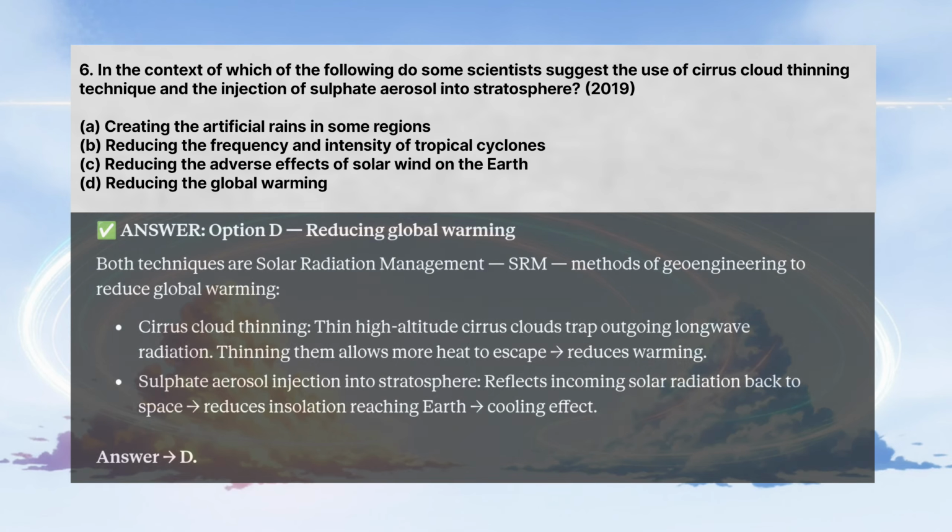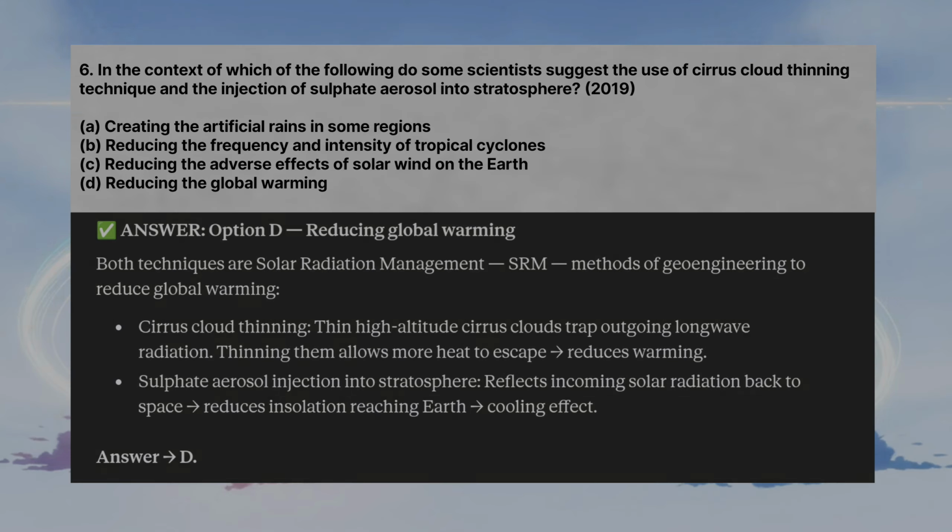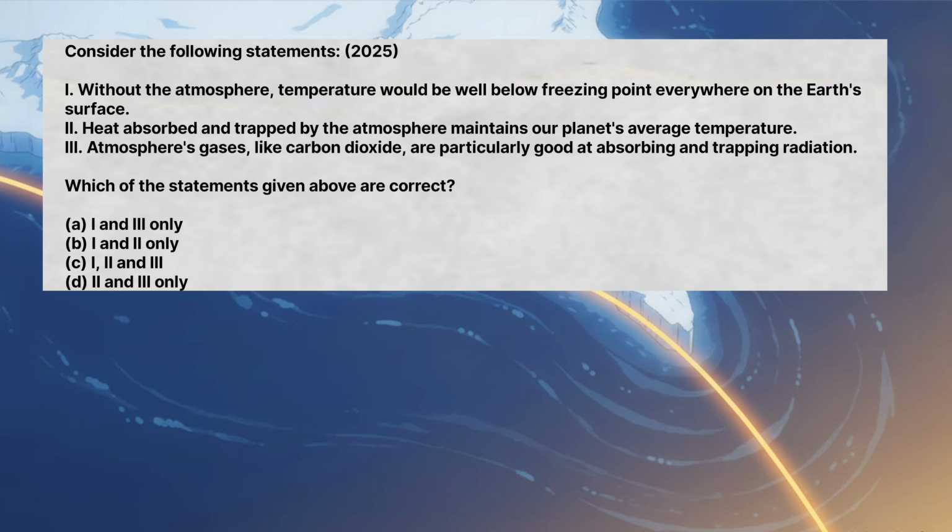Answer, Option D, reducing global warming. Both techniques are solar radiation management, SRM, methods of geoengineering to reduce global warming. Cirrus cloud thinning: thin high-altitude cirrus clouds trap outgoing long-wave radiation. Thinning them allows more heat to escape, reduces warming. Sulfate aerosol injection into stratosphere reflects incoming solar radiation back to space, reduces insolation reaching Earth, a cooling effect. Answer D.